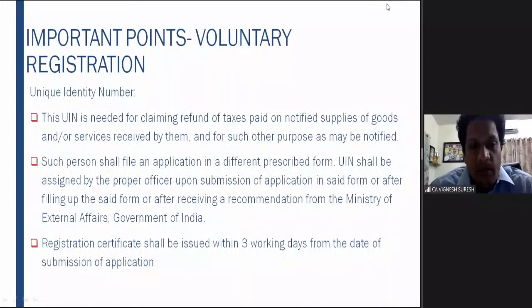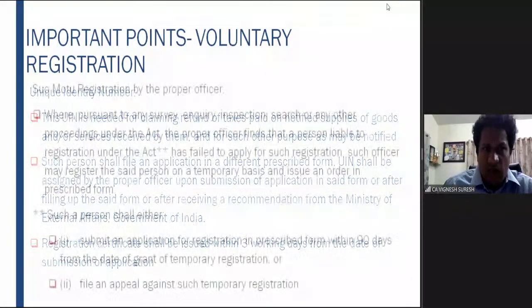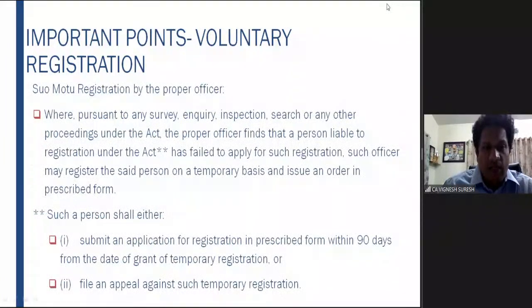Then the unique identity number, which is given for certain specific cases like United Nations organizations, embassies and consulates, etc. Why is the UIN needed? Because for claiming the refund of taxes which are paid on notified supplies of goods. For that purpose, UIN is given. The application is to be filed in the prescribed form. UIN will be assigned after seeing the application and getting a recommendation from the Ministry of External Affairs, Government of India. The registration certificate needs to be given within 3 days from the date of submission of the application. That is your concept of unique identification number.